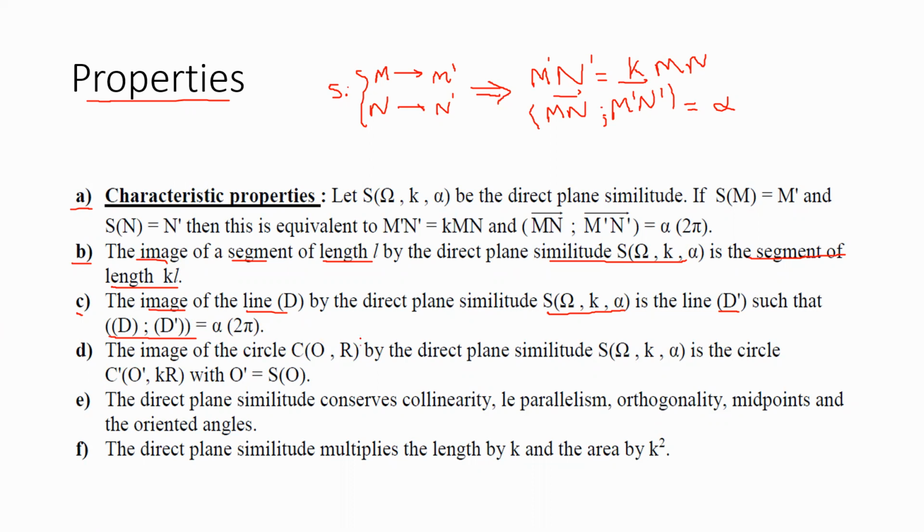The image of a circle، شو طلع معنا الimage of a circle بالdilation؟ The image of a circle by similitude S omega K alpha is a circle C prime of center O prime and the length of the radius is KR مثل الsimilitude where O prime is the image of O.